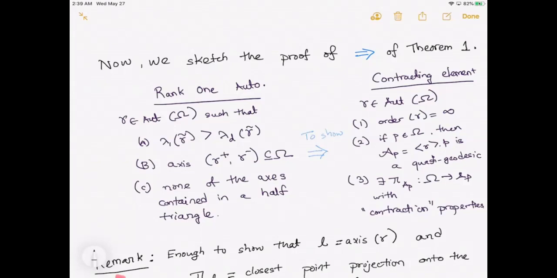If an element gamma in the automorphism group of Omega satisfies the conditions on the right, we say that it is a contracting element. The conditions are, number 1, gamma needs to be an infinite order element. Number 2, if we fix a point p in Omega, then the image of the group generated by gamma under the orbit map should be a quasi-geodesic. And the third condition is that there exists a coarse projection pi A_p that maps Omega onto the quasi-geodesic A_p, and this projection map needs to have nice contraction properties.